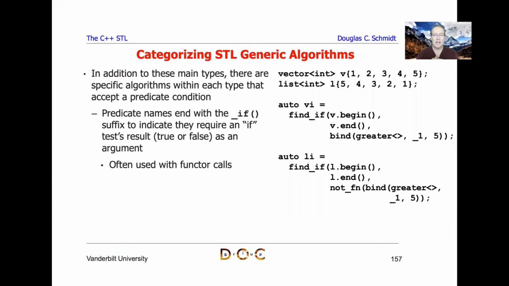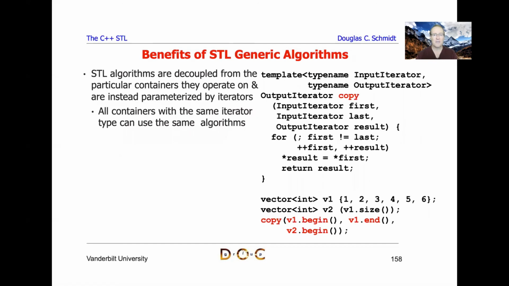We often use these predicates with functors and functor calls and binders and negators and all that kind of good stuff. So here are some very simple examples where we've got a vector of ints and a list of ints, and we can do find_if on the vector, checking for things that are greater than 5, for example. We can do find_if on the list, checking for things that are not greater than 5, and real simple mixing and matching of various types of function adapters. Or we can throw the function adapters out the window and just use lambda functions directly. So it's kind of up to you to decide how you want to drive this stuff.